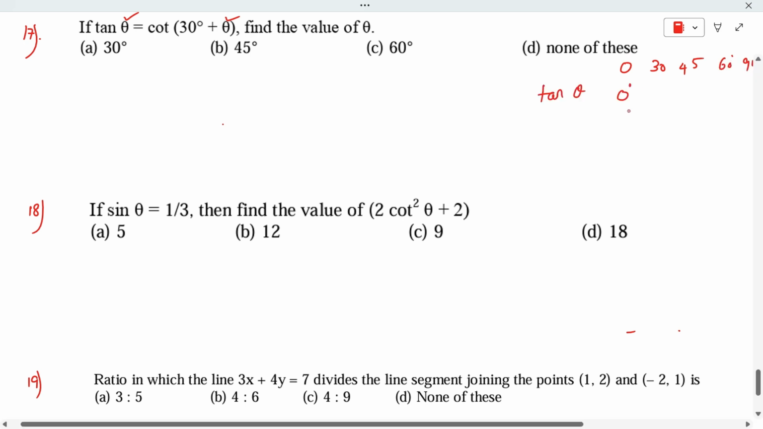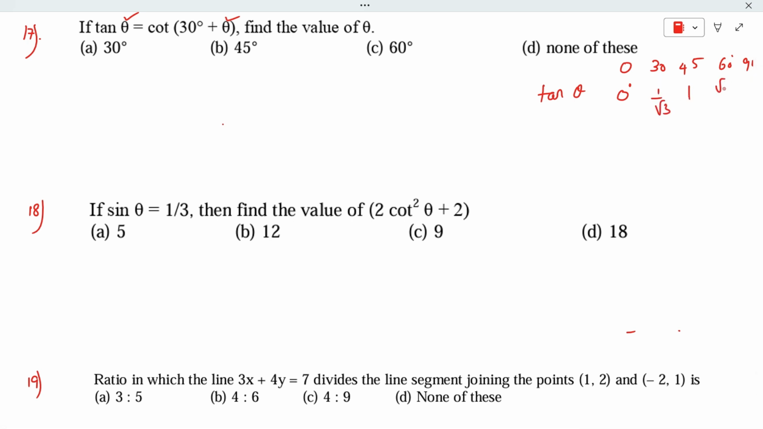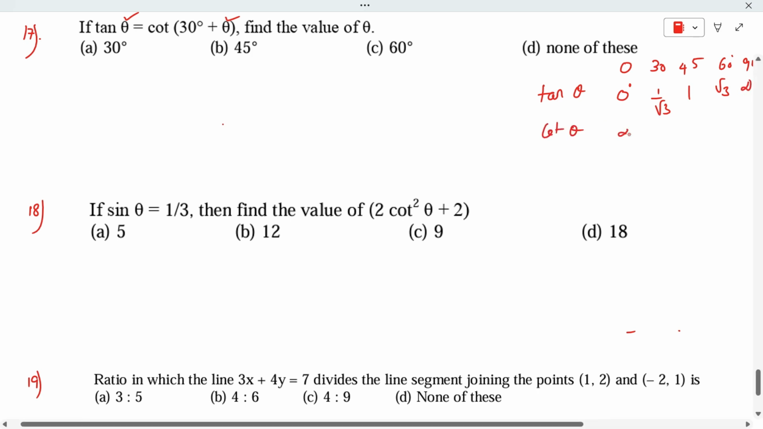Tan theta at 0 degrees is 0, at 30 it is 1 by root 3, then 1, root 3 and infinity. If I want to write cot theta, it is just the reverse: infinity, root 3, 1, 1 by root 3 and 0. Comparing these, tan theta equals cot theta at 45 degrees. Similarly, tan 30 will be cot 60.